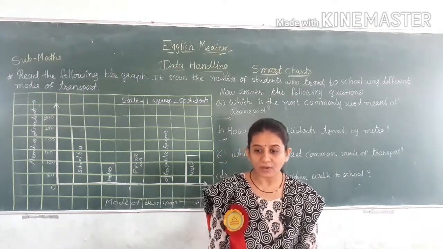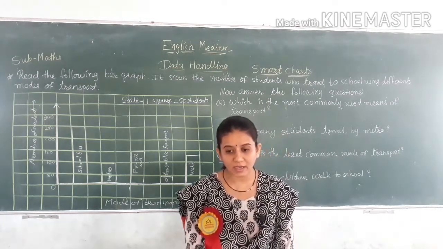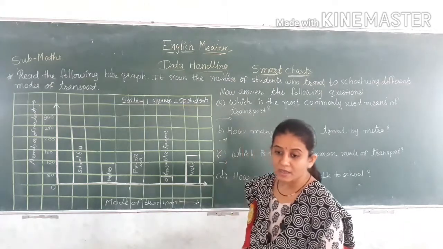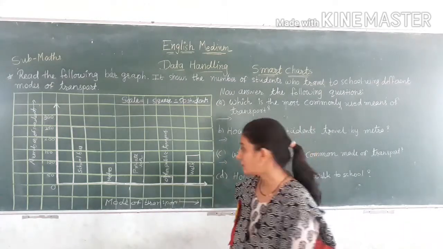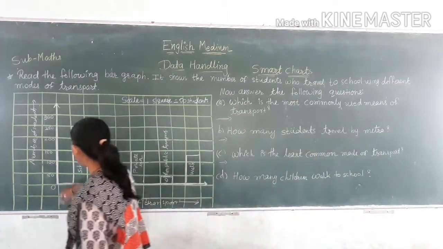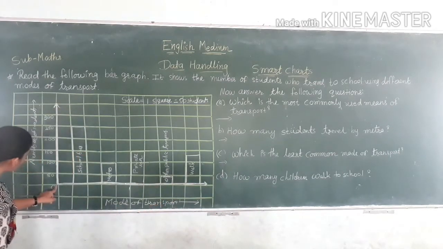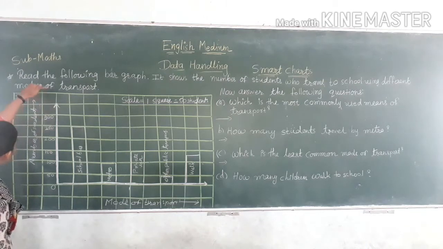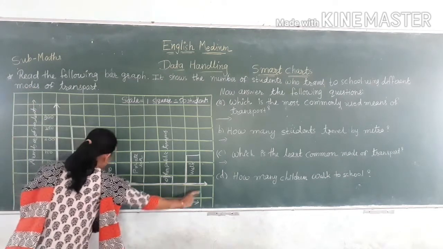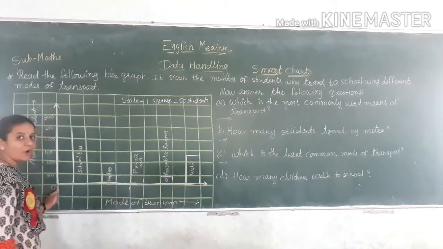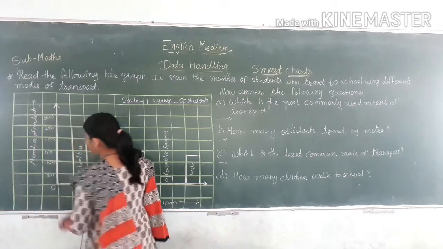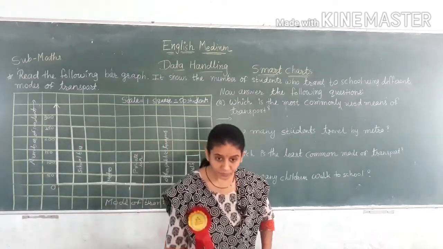A bar graph consists of a vertical line and a horizontal line meeting at a point, 0. This is called the vertical line and this is called the horizontal line, meeting at what? Point 0.